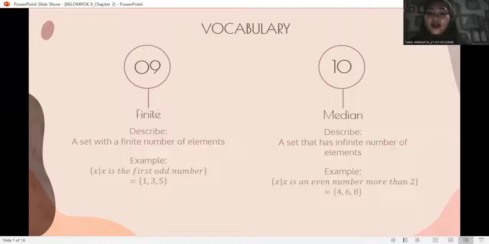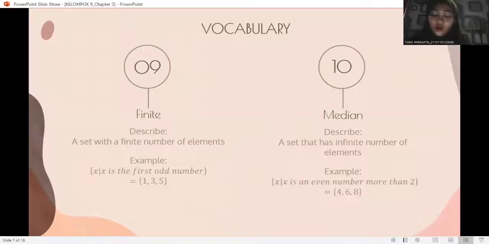And last, vocabulary 10, is infinite. Describe: a set that has an infinite number of elements. Example: X infinite, X is an even number more than 2, equals 4, 6, 8. Okay, that was the explanation about vocabulary.